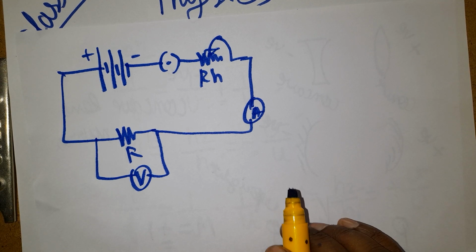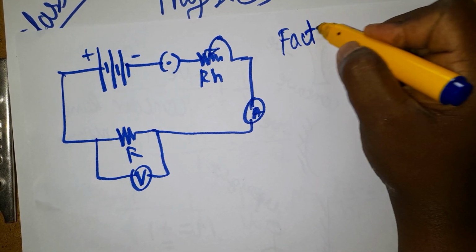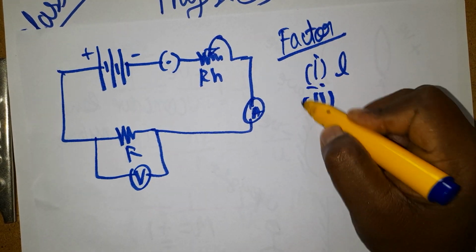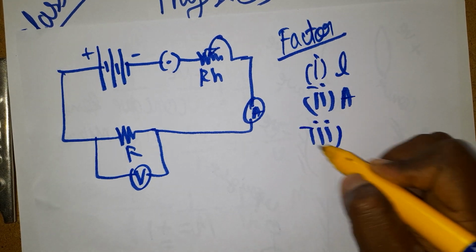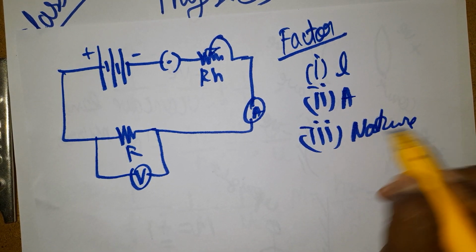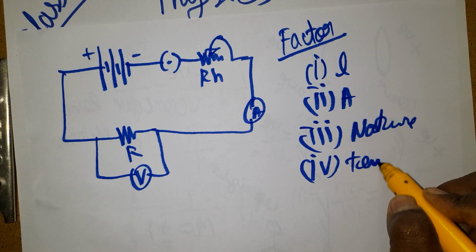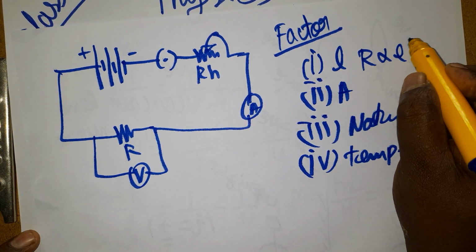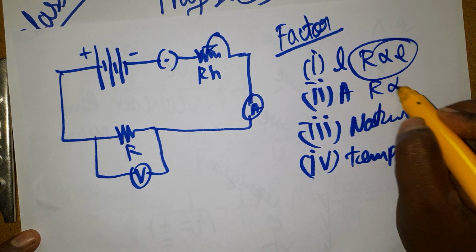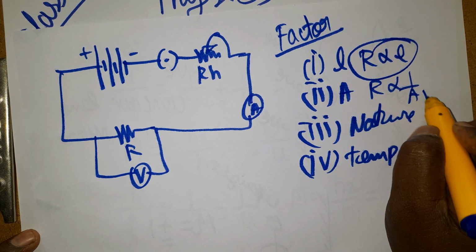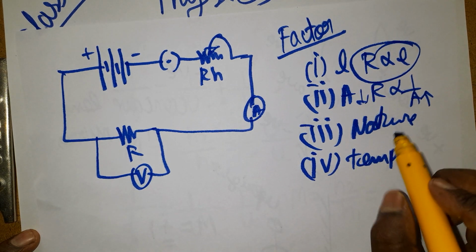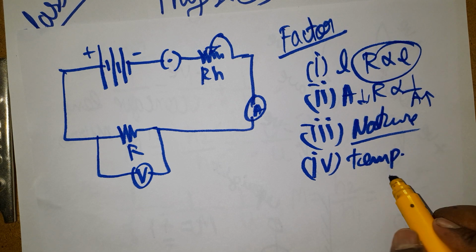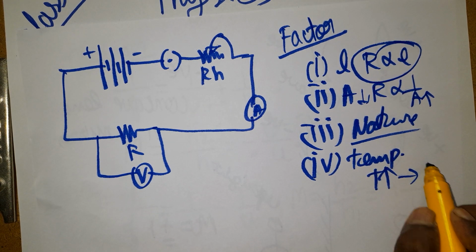Okay, the next one, factors affecting resistance. What are the 4 factors? The first one, length. Second one, area. Third one, nature. Fourth one, temperature. Okay, first we will see how it's going to affect. Resistance is directly proportional to length. More length will offer more resistance. Area is inversely proportional. More area will offer less resistance. Nature, good conductors have less resistance, bad conductors have more resistance. If the temperature is more, it is going to offer more resistance.